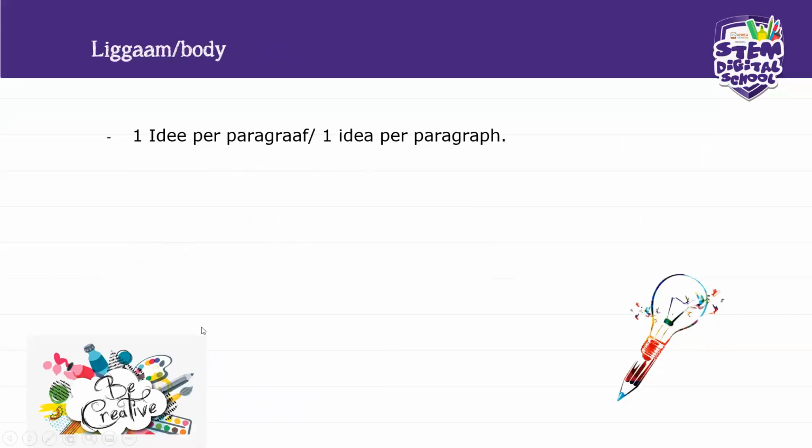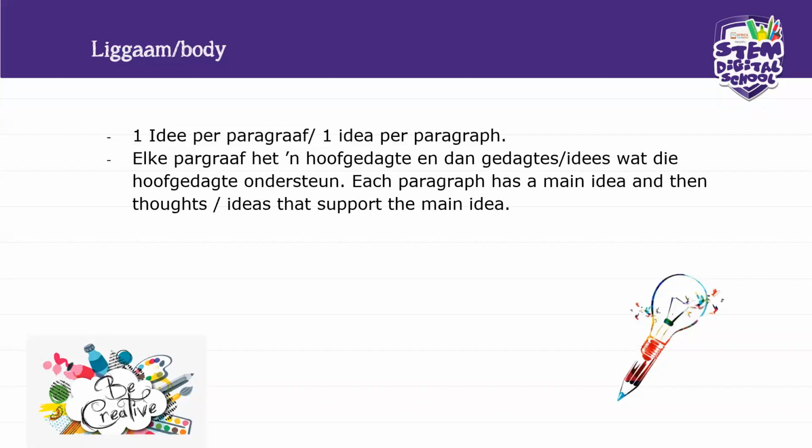Now, you've written your title, your introduction. Now you start writing the body of the essay. That is the actual essay. A rule or a guideline. One idea per paragraph. So if you're going to write how the person looks or the character looks, you're going to probably do that in one paragraph. So, one paragraph for instance, how the person is looking.